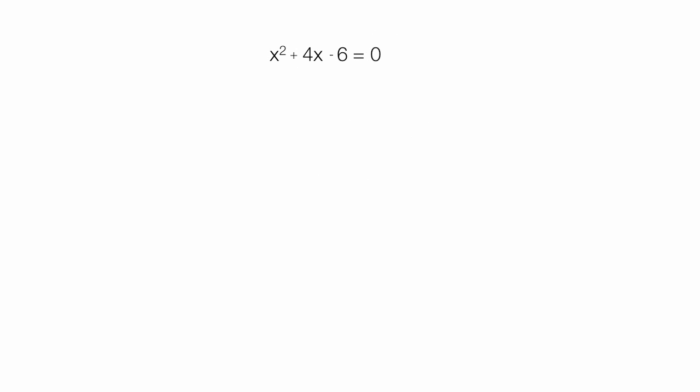The first thing I do is put the 6 on the other side, and I do that by adding positive 6 to both sides of the equation. The 6's cancel out, and I have x squared plus 4x is equal to 6.